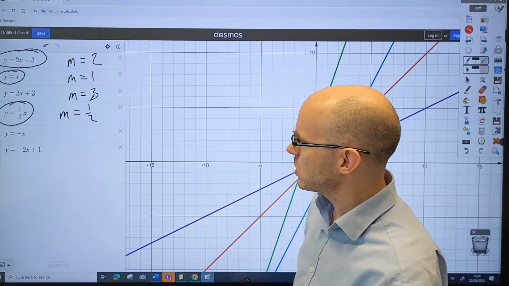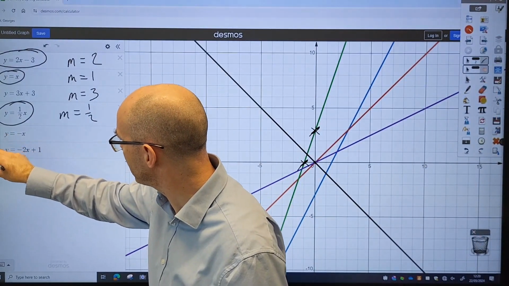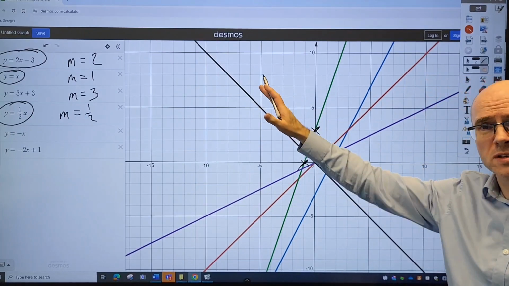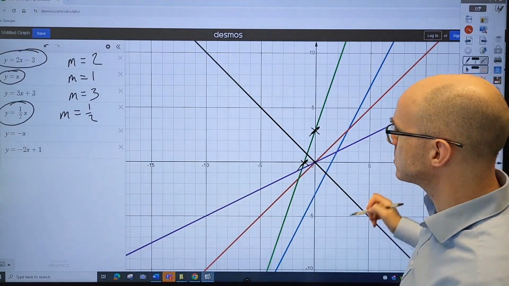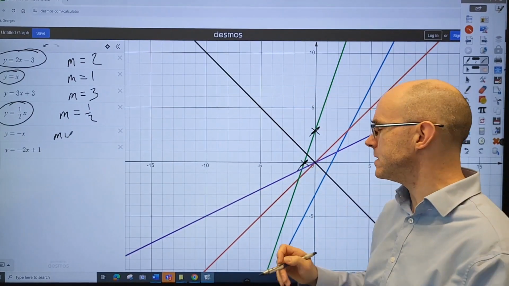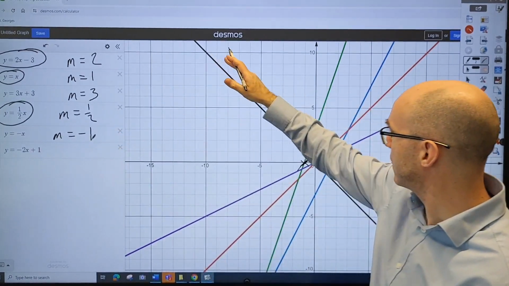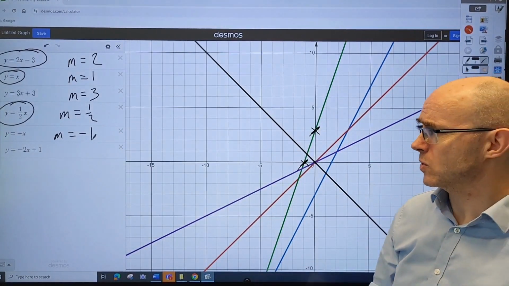Okay, so these ones are not even put on yet. But can you see first of all this one? It's sloping downwards. It's got a negative gradient. Notice it says y equals -x. Think about what the gradient would be. It is -1. You could work it out yourself if you wish. Do the calculation. You'll get -1.